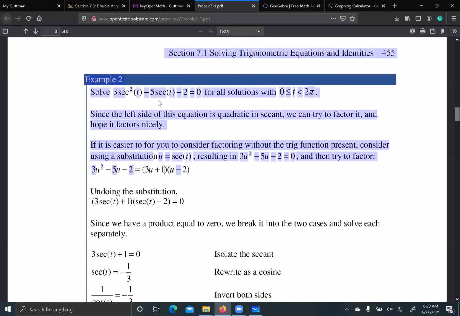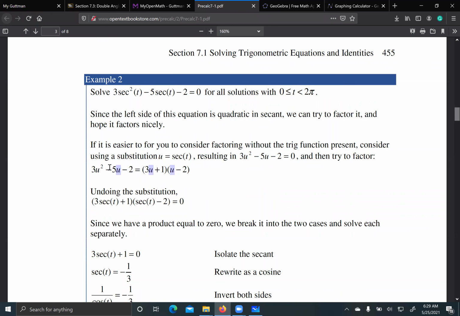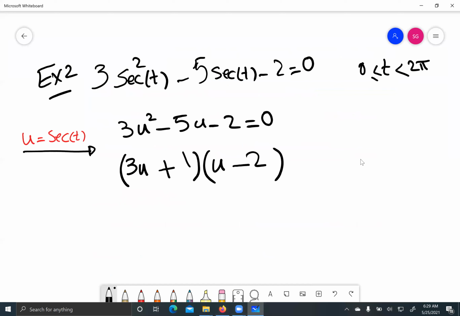Let me see. 3u squared minus 5u minus 2. Okay, let's see. This is going to be 3u squared minus... 3 times 2 is going to be 6u, and then plus u, and then minus 2. So this times this, and then this times this is 6u. This times this is u, and this times this is negative u.